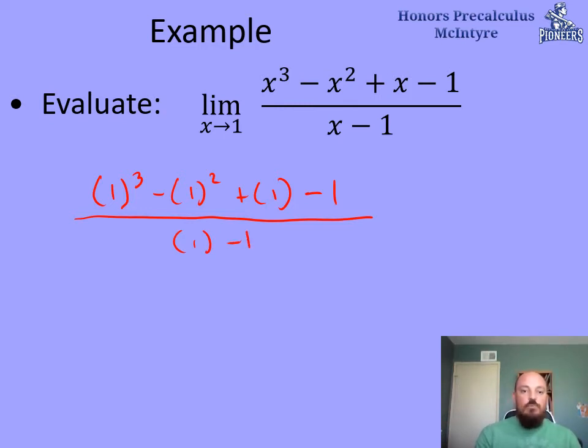So what you end up with is positive 1 minus 1, positive 1 minus 1. That does equal 0 on top. And on bottom, 1 minus 1 is also 0. So we got the 0 over 0, which means there's a hole in the graph. And that also means we don't know what the answer is yet. There's a hole in the graph, but we don't know where it is.